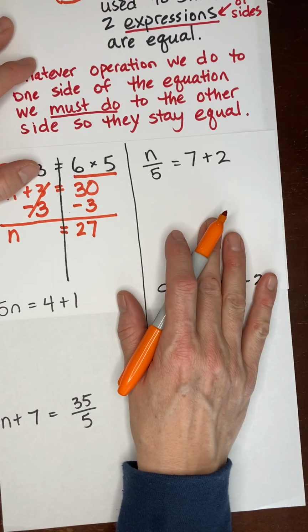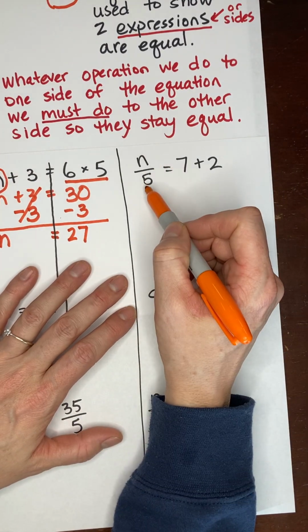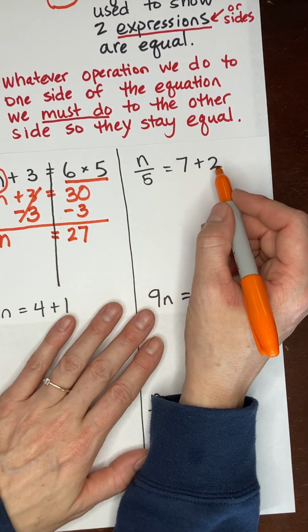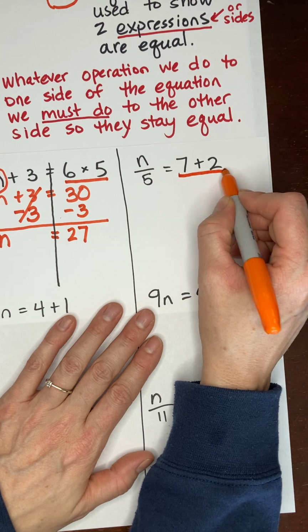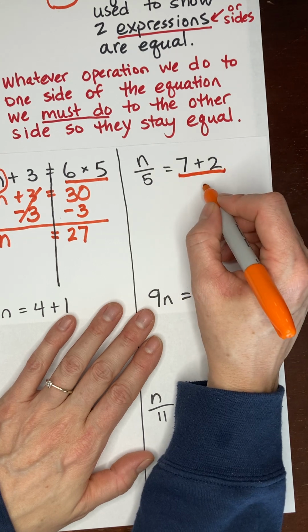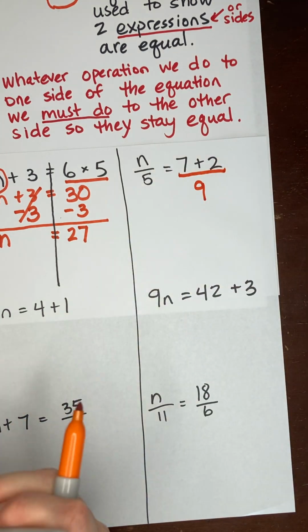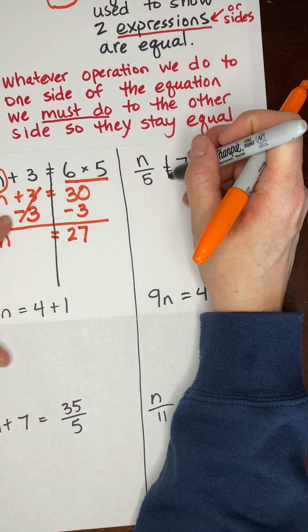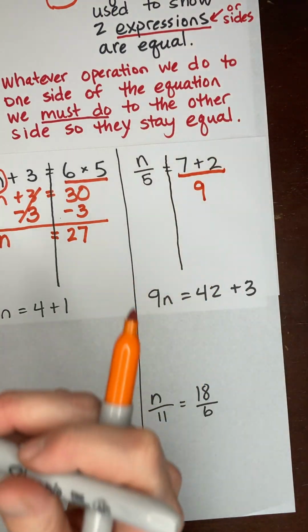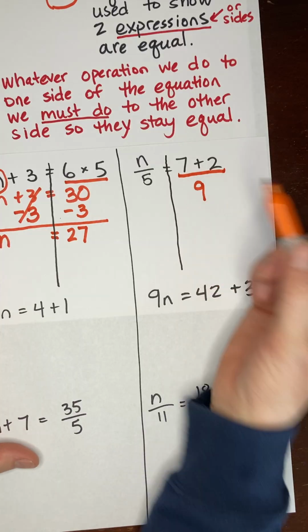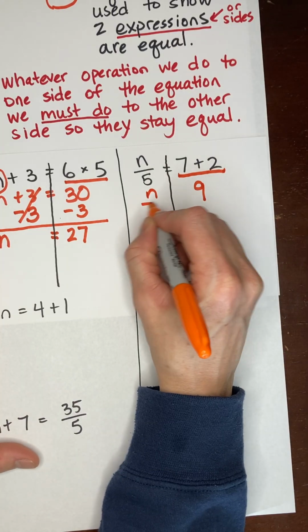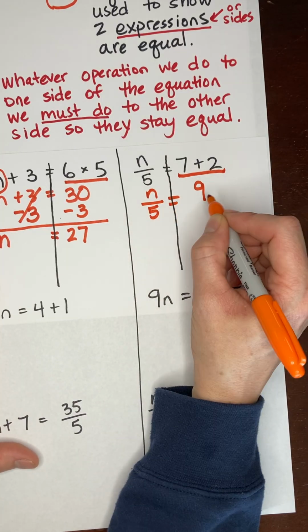Okay, let's look at our next one over here. n divided by 5 equals 7 plus 2. So we always start by simplifying the side without the variable. So 7 plus 2 is 9. And I'm going to go ahead and take my pen again and just draw a little line here for my equal sign. So I have n divided by 5 equals 9.